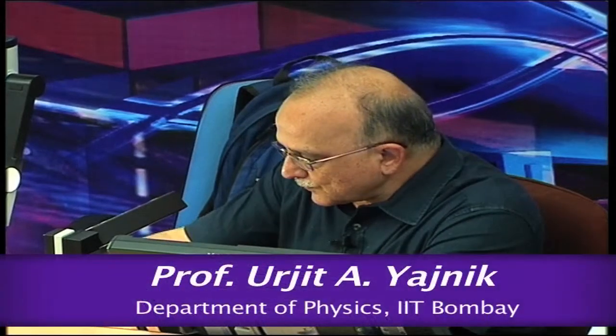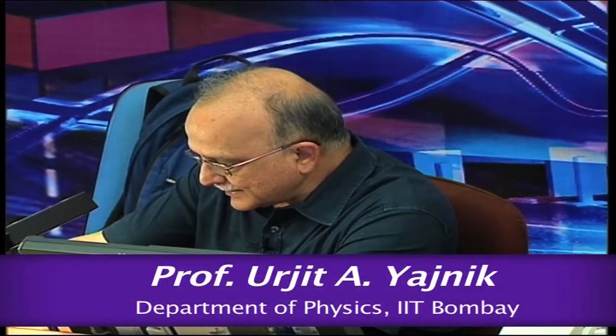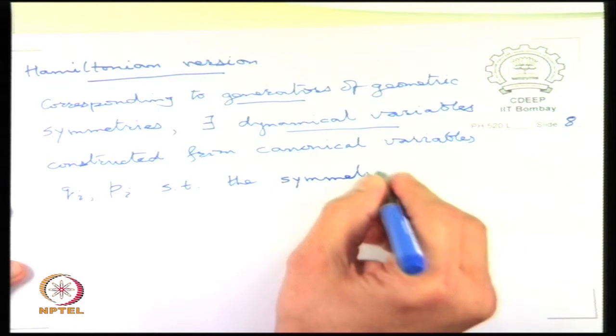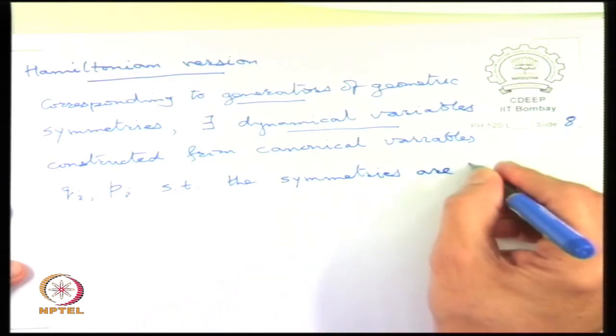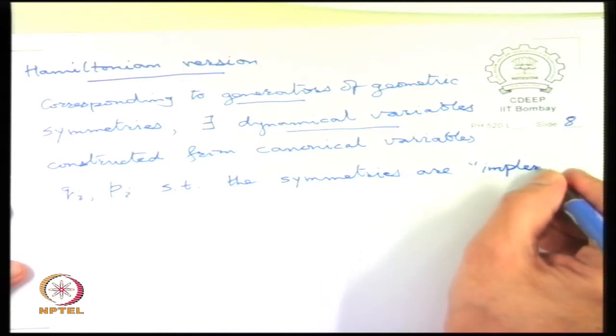Now, coming to the Hamiltonian version of this, corresponding to generators of symmetries, there exist dynamical variables constructed from canonical variables P and Q, such that the symmetries are, and we call it, implemented on the phase space.